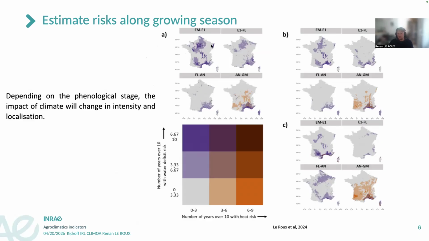At the end of the season, the main risk comes from heat waves and drought, and it's getting worse in the future, especially in the far future. But decomposing the whole season and the different risks allows us to adapt at a very fine scale during the growing season, how to adapt to climate change.